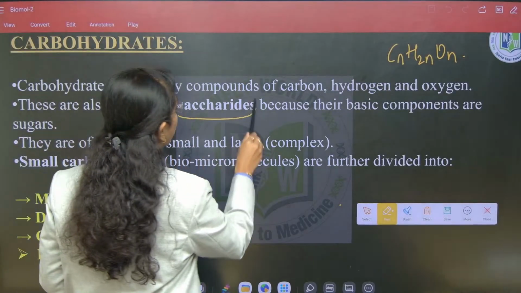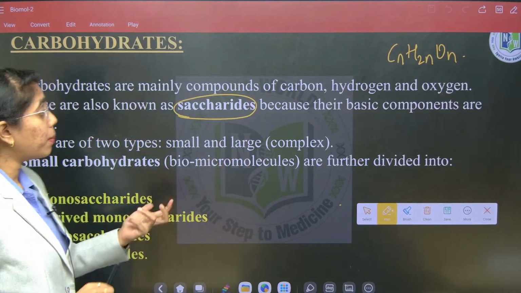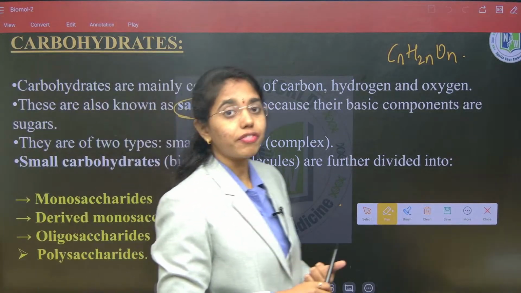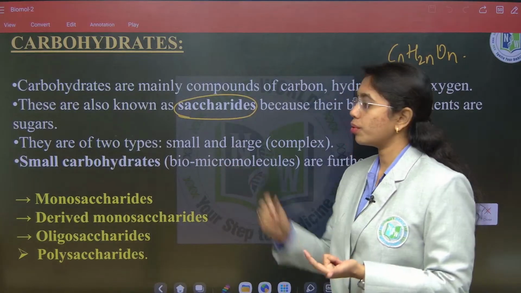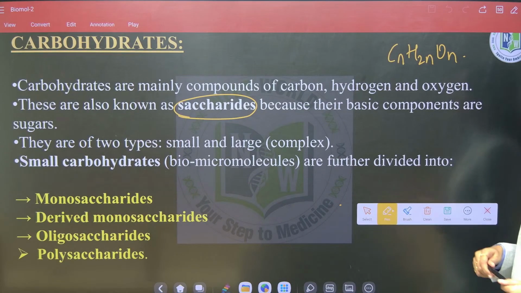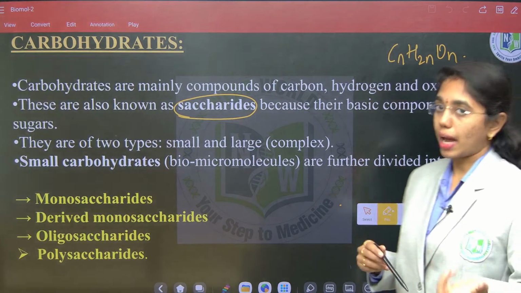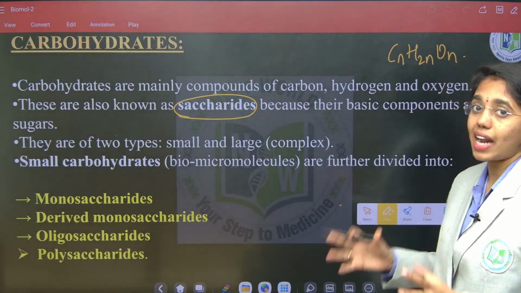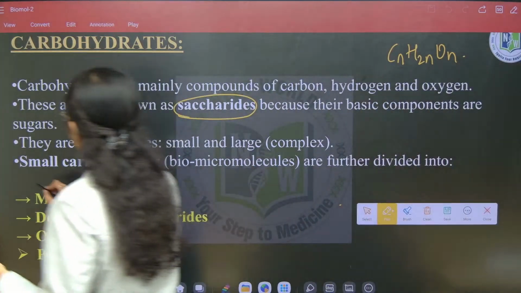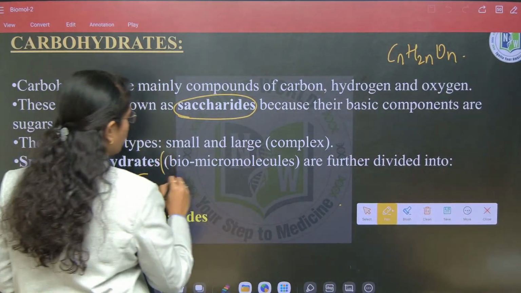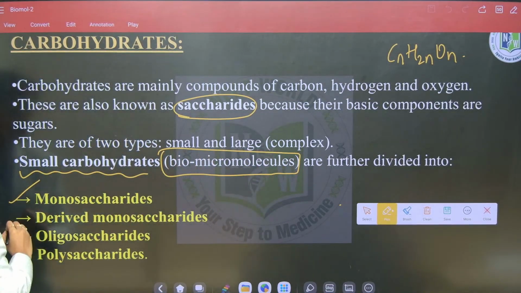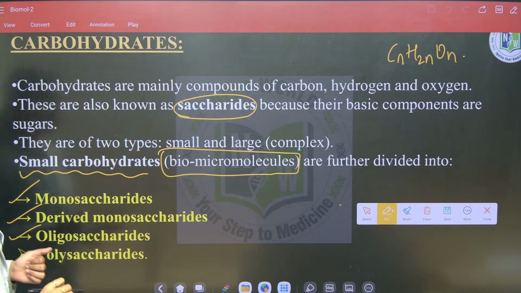These are commonly known as saccharides because their basic components are sugars. We have two types of carbohydrates: small carbohydrates, and large and complex carbohydrates. Small carbohydrates are again classified into biomicromolecules. They include monosaccharides, derived monosaccharides and oligosaccharides.